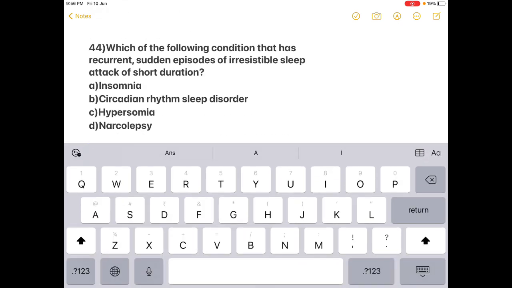Next question, which of the following conditions has recurrent sudden episodes of irresistible sleep attack of short duration? Option A, insomnia. Option B, circadian rhythm sleep disorder. Option C, hypersomnia. Option D, narcolepsy. The correct answer here is narcolepsy.